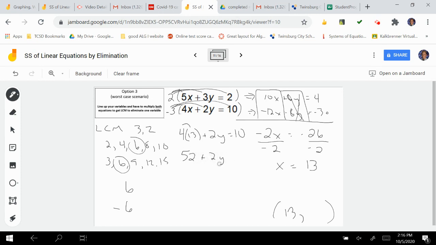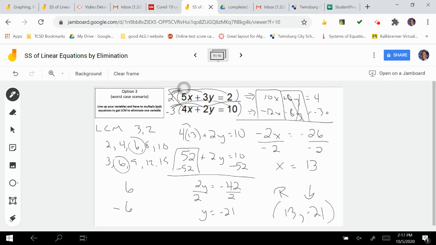plus 2y equals 10. I'm going to subtract 52 to isolate that y variable. I get 2y equals -42. And now undo multiplication through division, and I'm going to get y equals -21. So what does this answer mean? Go right 13 and down 21. All right, that's where that point of intersection is going to be between these two values.